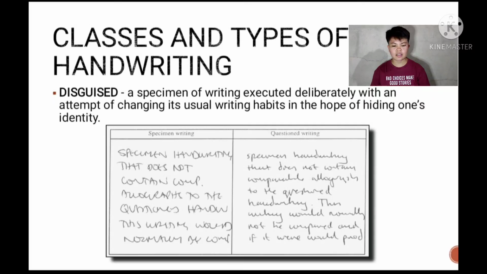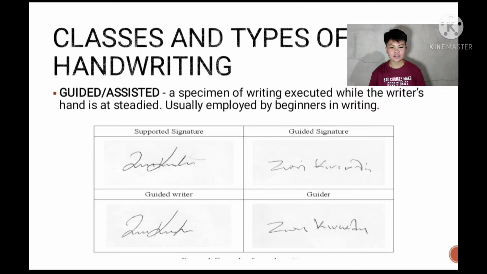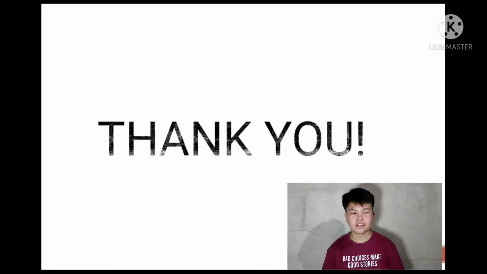Disguised writing is intended to defy attempts at identification. The writer makes an effort to conceal his own usual writing habits and to make the new writing as much as possible unlike his own writing. And lastly, guided or assisted writing, a specimen of writing executed while the writer's hand is steadied, usually employed by beginners in writing.